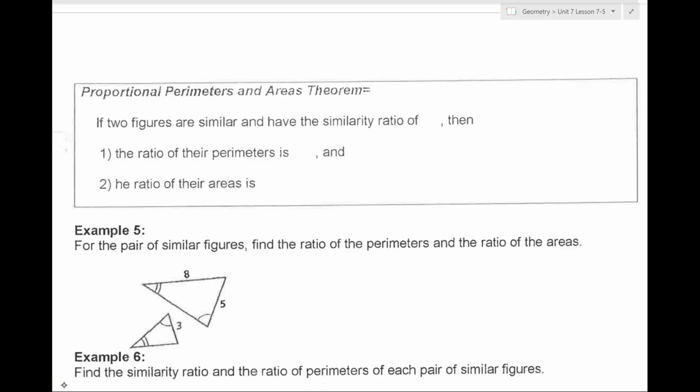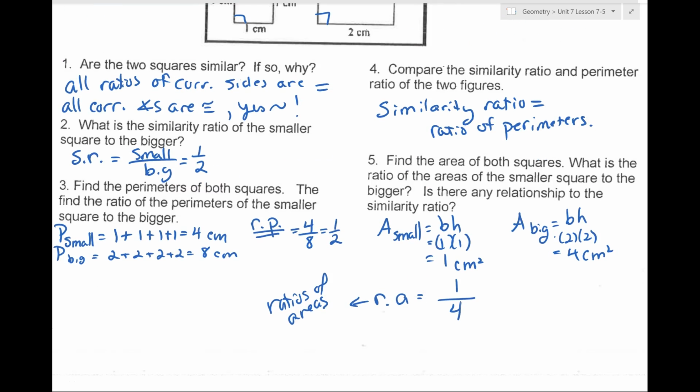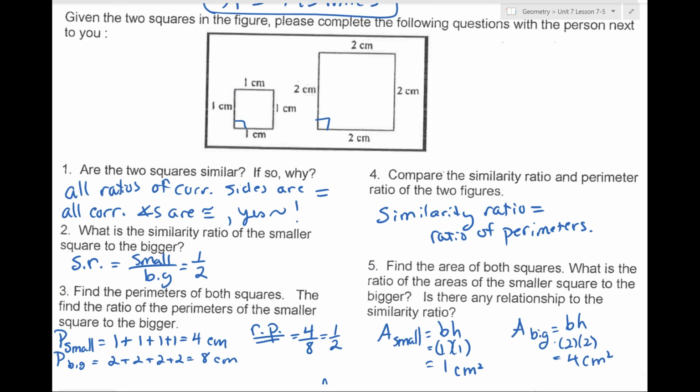Hey, sixth period geometry students, I just wanted to help finish up your notes here. I just want you to understand you guys did all the work beforehand building this, but we need to remember what we did. So looking back here, remember we took the two squares that were similar.